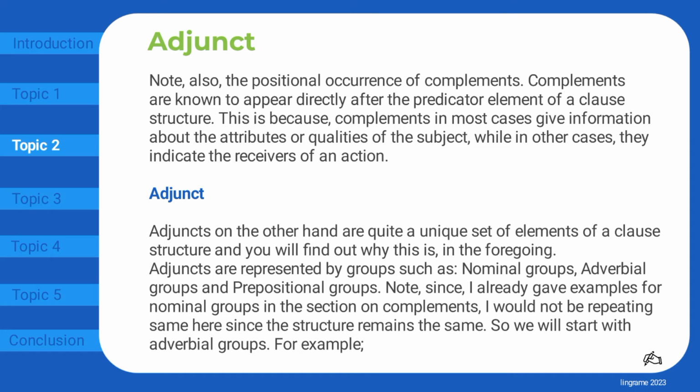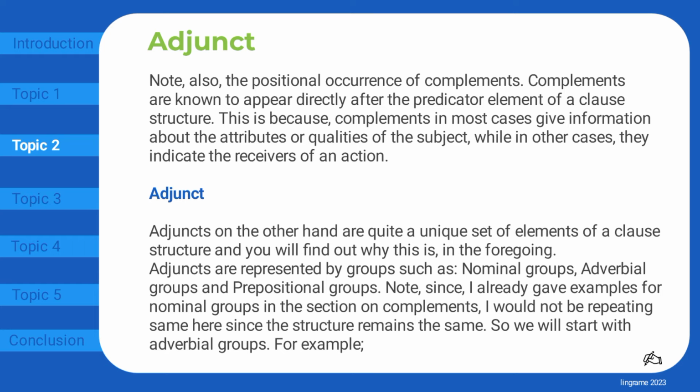Adjunct. Adjuncts, on the other hand, are quite a unique set of elements of a clause structure, and you will find out why this is in the foregoing. Adjuncts are represented by groups such as nominal groups, adverbial groups and prepositional groups. Note, since I already gave examples for nominal groups in the section on complements, I would not be repeating same here since the structure remains the same.